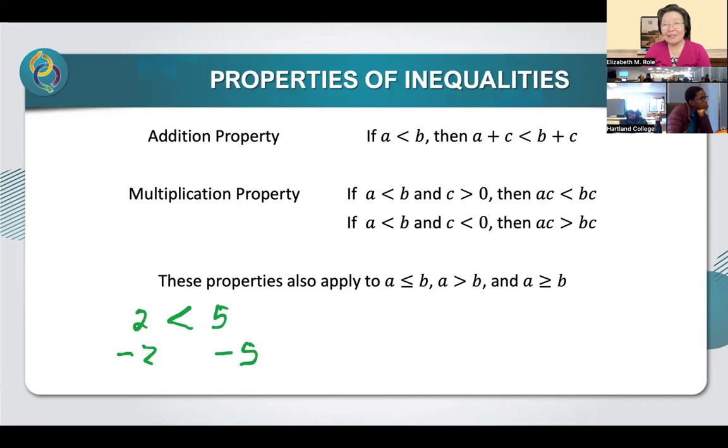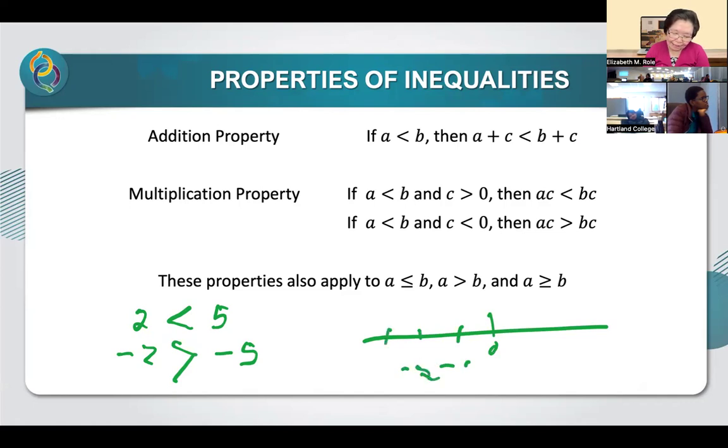What will happen now to the inequality? -2 is now greater than -5. And I think you know that in the number line, that is 0, -1, -2, and so on. So -2 is greater than -5. So whenever you multiply both sides of an inequality by a negative number, the sign of your inequality will be reversed, from greater to less or less to greater.